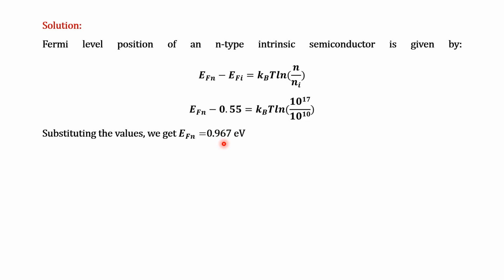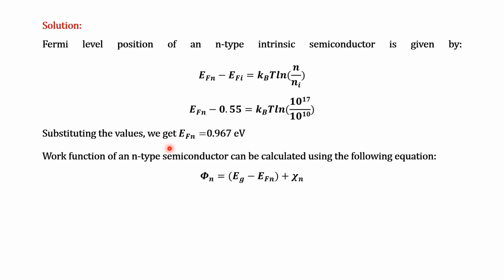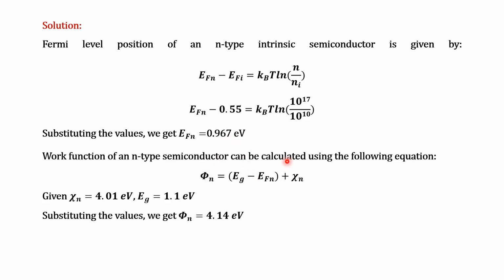We also know that the electron affinity is given to us, right? So the work function of the n-type semiconductor can be calculated using the following equation: phi n is equal to chi plus Eg minus EFn. Here both Eg and chi are given, and EFn we have just calculated. Therefore chi is equal to 4.01 and Eg is equal to 1.1. Along with substituting 0.967 in this equation, we get phi n as 4.14 electron volt.